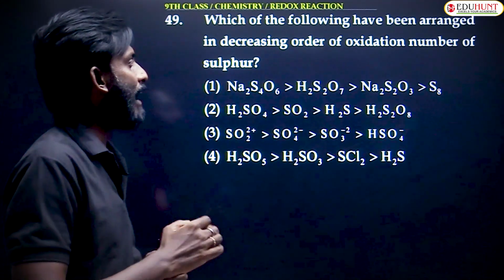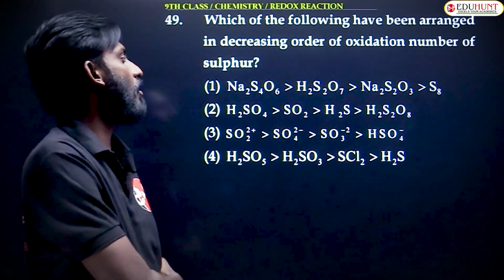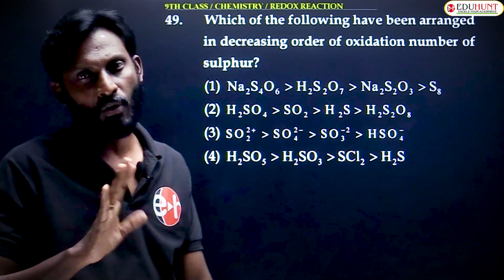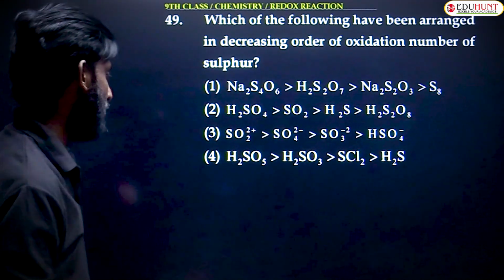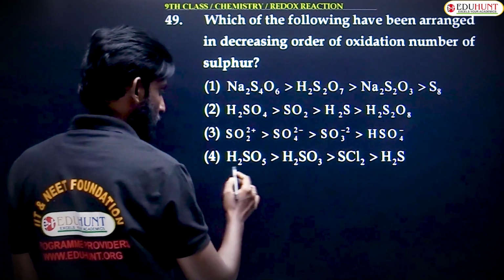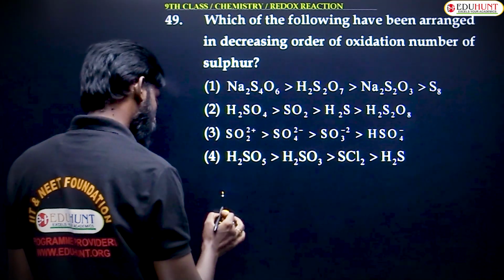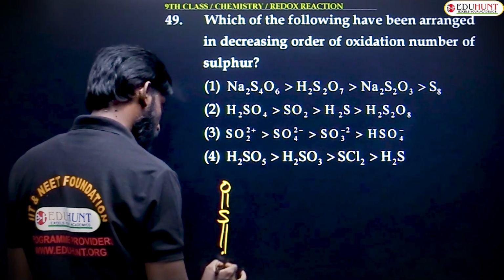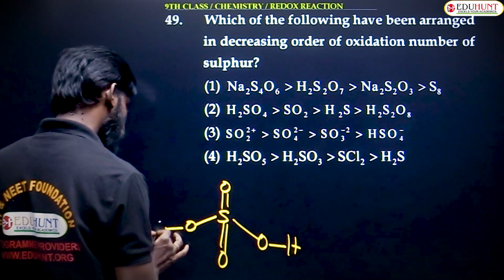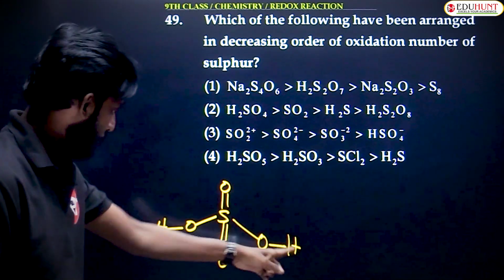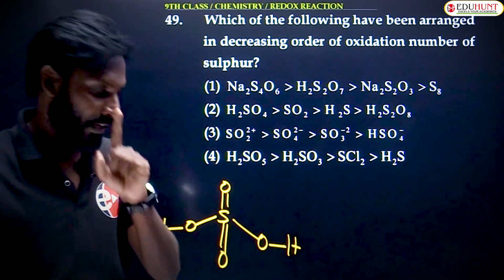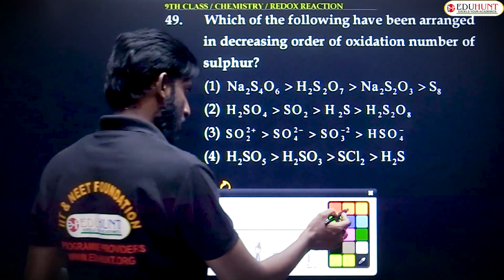Which of the following have been arranged in the decreasing order of oxidation number of sulfur? So a similar kind of question we solved previously also. Now again, I'll go from the bottom. So H2SO5 is the peroxy monosulfuric acid. You know very well, this is sulfuric acid, H2SO4.